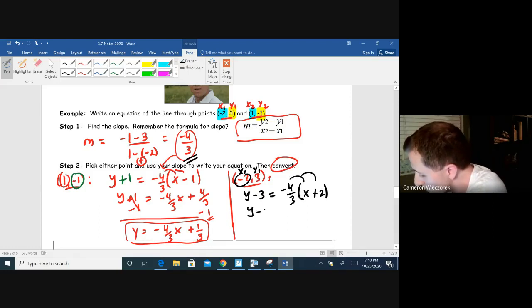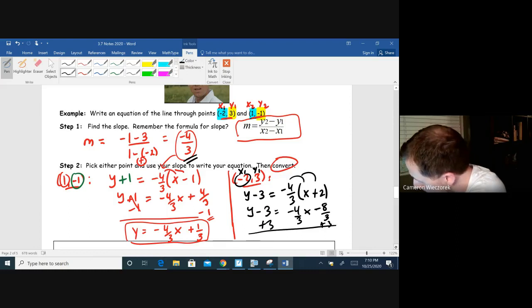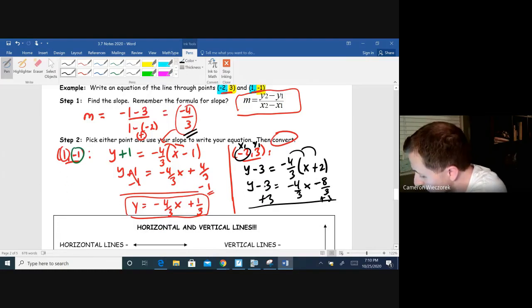Distribute y minus 3 equals negative 4/3 x. What would we have here? Minus 8/3. And then we would add 3. Scroll down a little bit. These go away. Negative 4/3 x. Moment of truth. Will it be the same if we do negative 8/3 plus 3?